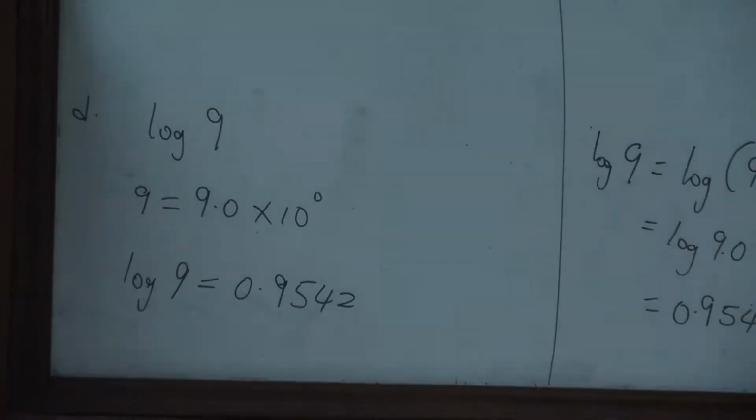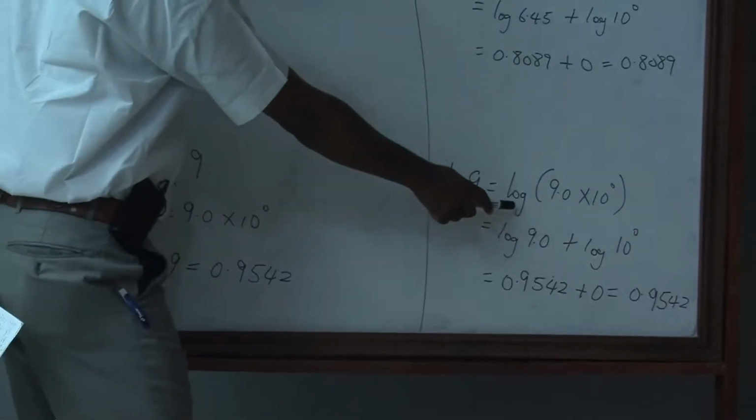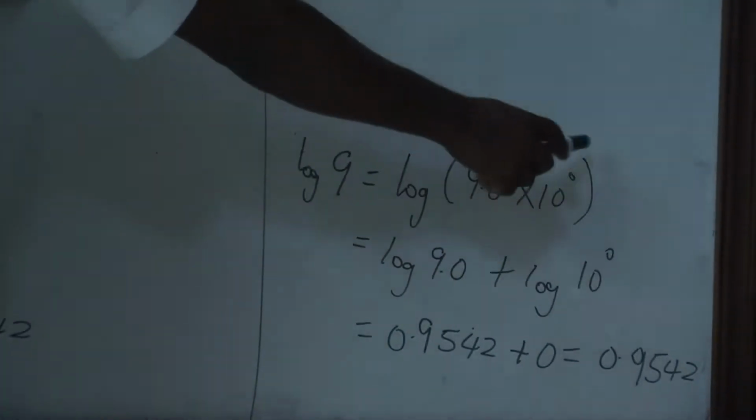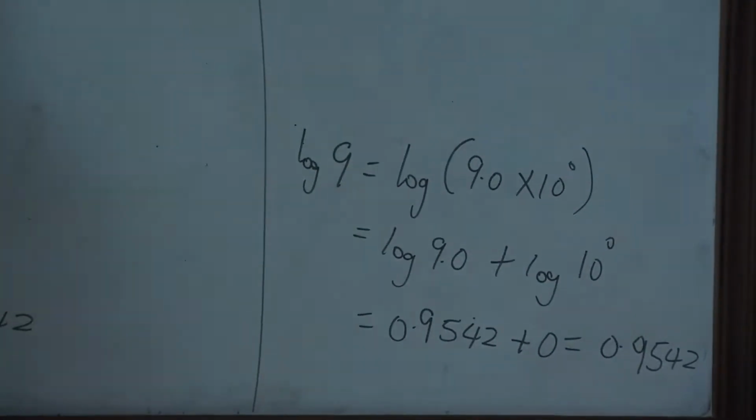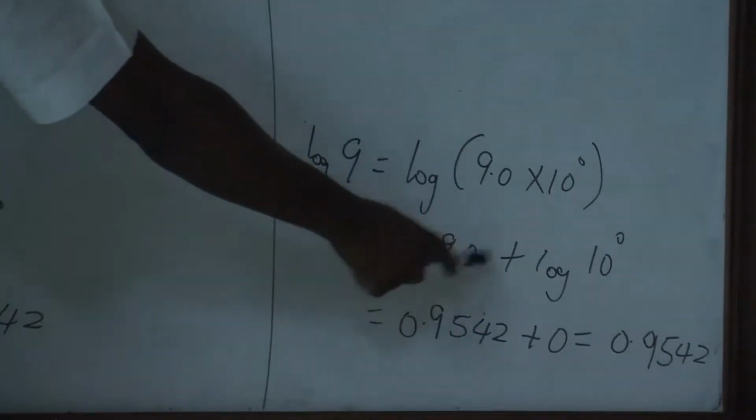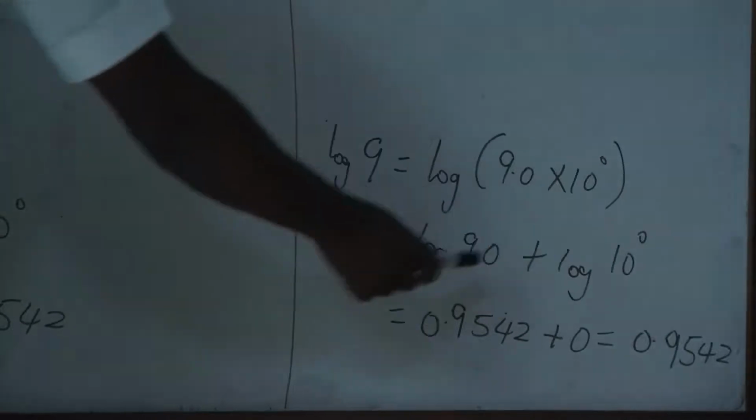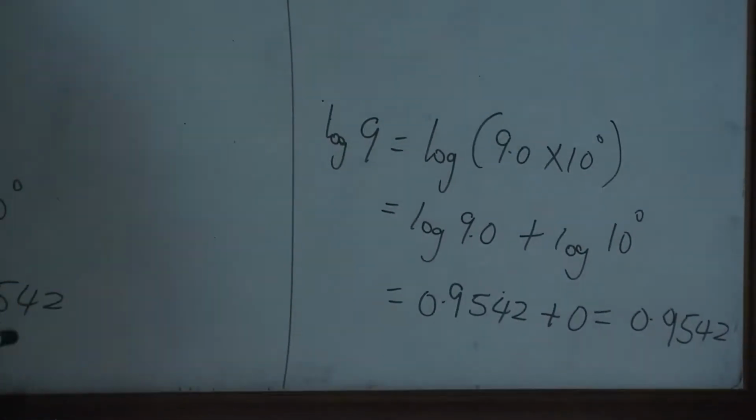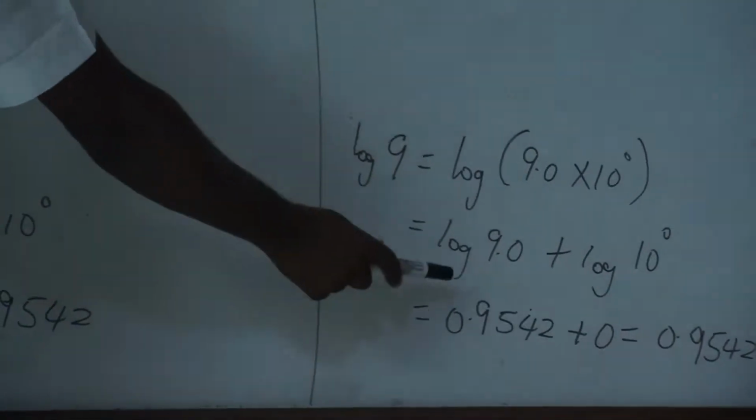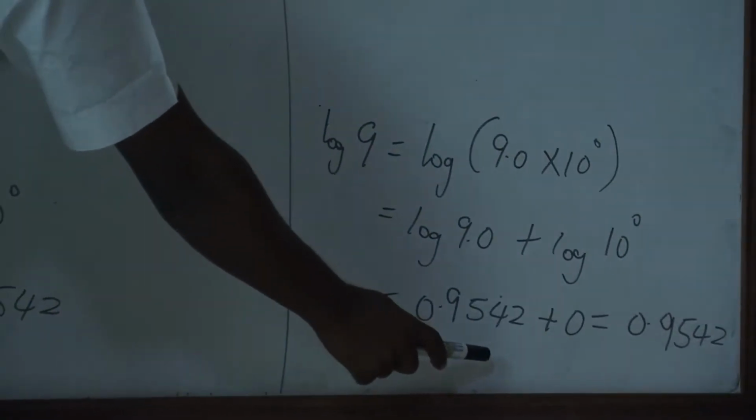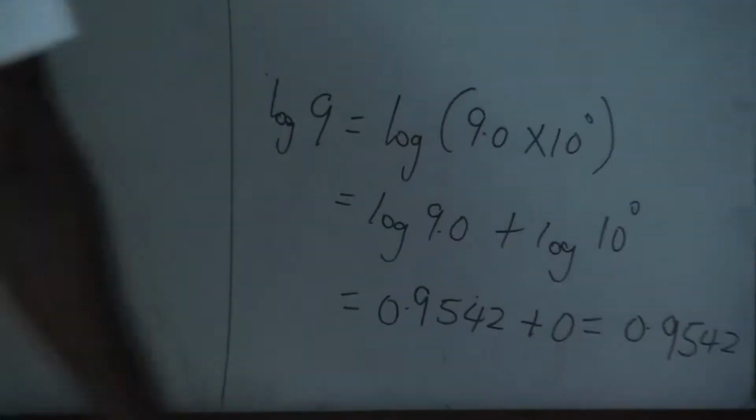Or alternatively, log 9 equals log 9.0 times 10 raised to the power of 0. This is 9 expressed in standard form. And we have log 9.0 plus log 10 raised to the power of 0 according to the law of logarithm that we've treated before. Log 10 raised to the power of 0 equals 0 and log 9.0 equals 0.9542, which gives us this.